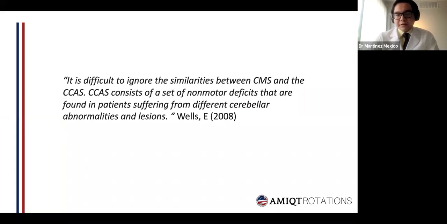So this is a quote by Dr. Wells. It is difficult to ignore the similarities between CMS and CCAS. CCAS consists of a set of non-motor deficits that are found in patients suffering from different cerebellar abnormalities and lesions.